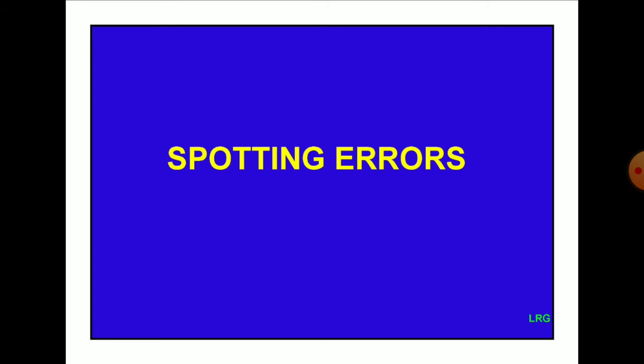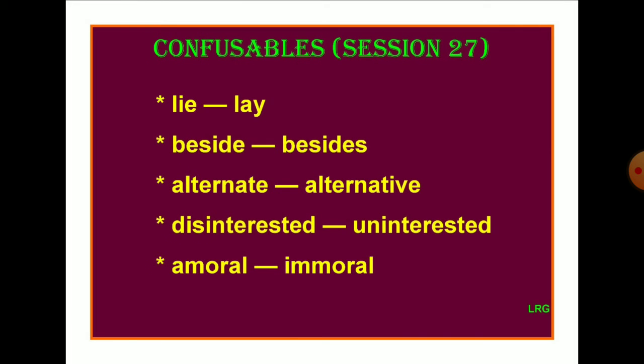Every day, we will discuss 5 words and learn about their correct uses. Let's start with the 5 words for this session. Lie, lay, beside, besides, alternate, alternative, disinterested, uninterested, amoral, immoral. Let's discuss these pairs one by one, starting with the confusables lie and lay.